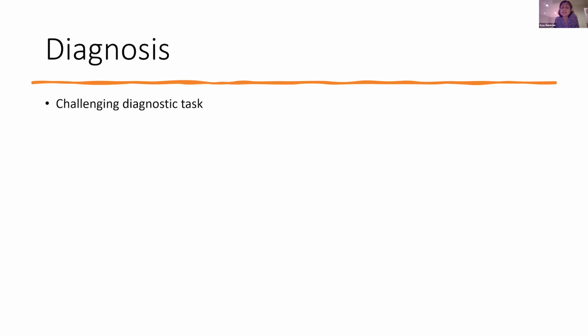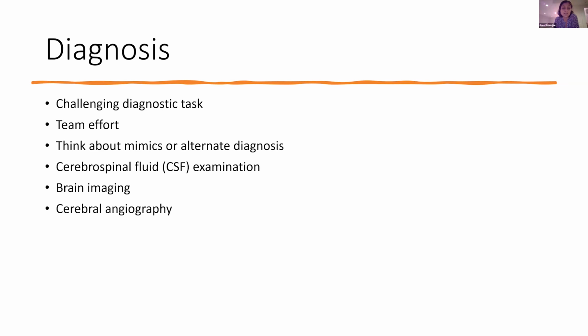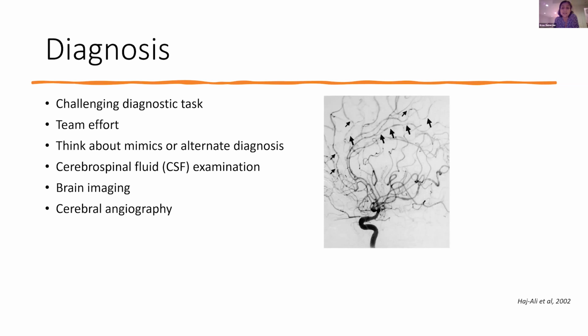So diagnosis is challenging and it's a team effort. It's important that there is an expert multi-specialty team, including rheumatology, neurology, radiology, and sometimes neurosurgery. We always think about the mimics or the alternate diagnosis. Make sure we are not missing common things such as a brain infection before giving somebody a diagnosis of brain vasculitis or primary CNS vasculitis. The tests which are again helpful include the CSF examination, brain imaging, and cerebral angiography.